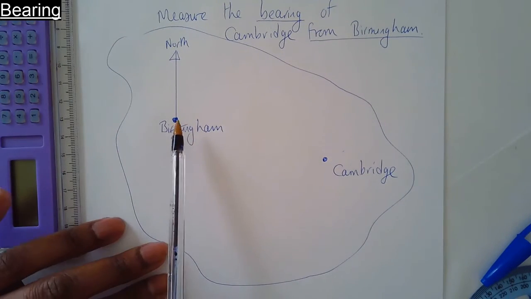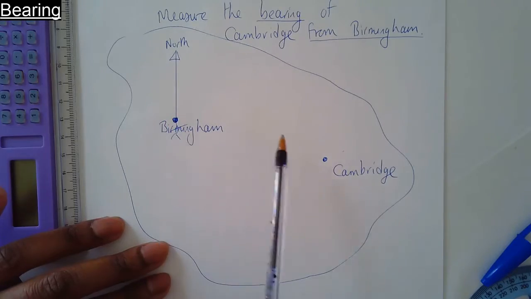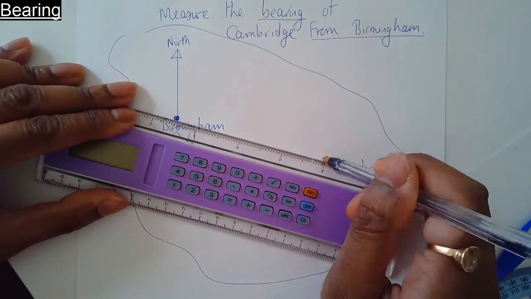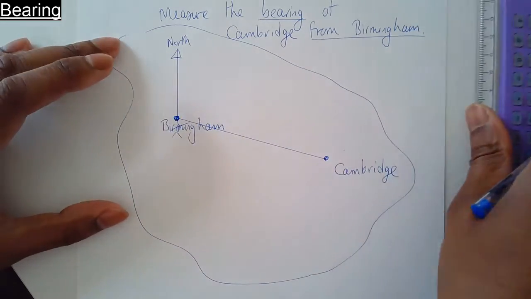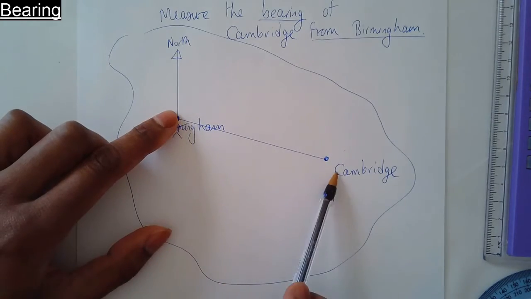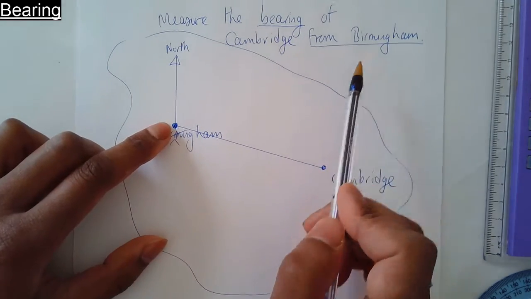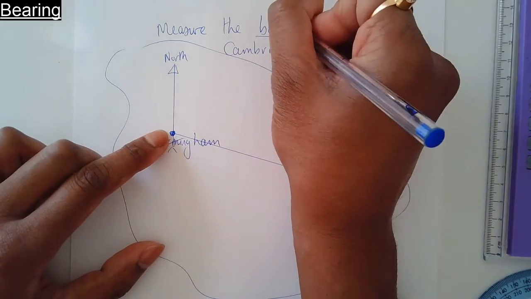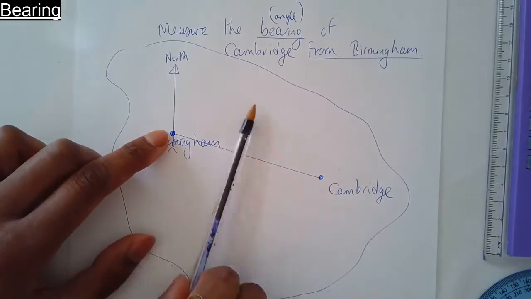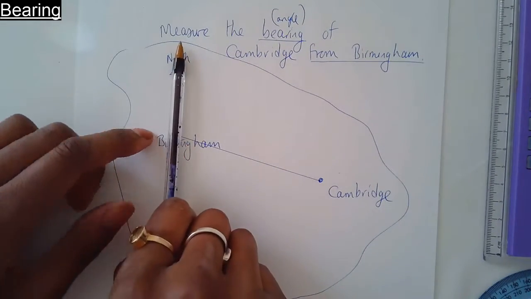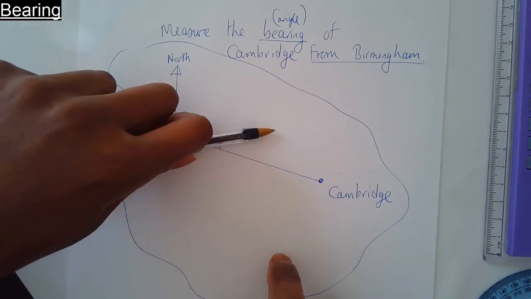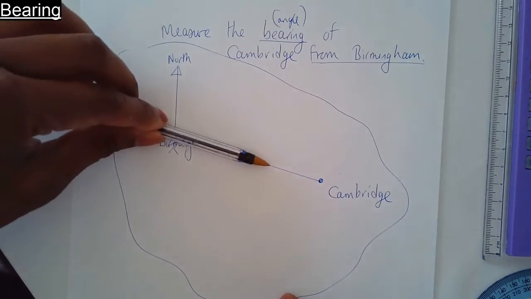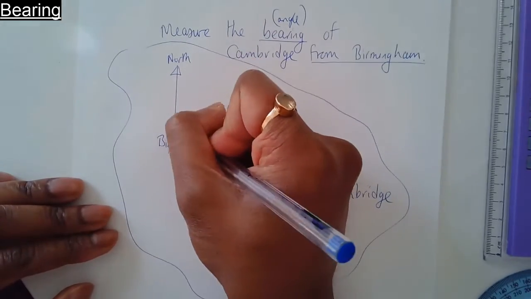Now I want to know the direction. I'm going to join up Birmingham and Cambridge and then measure the angle. So I'm traveling from Birmingham to Cambridge according to the question. Always measure bearing, the angle, starting from the north line going clockwise that way. Never that way, always clockwise that way, and that's the way I'm going to be going. So this is the angle I want to measure.